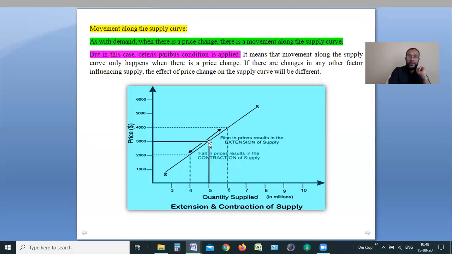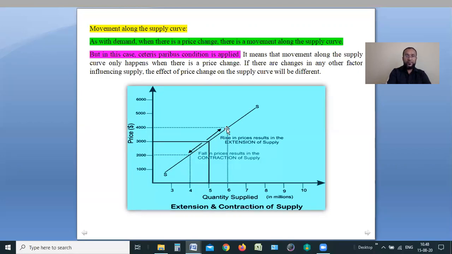Inversely, if the price of the product falls from $3,000 to $2,000, then suppliers will also supply less, as it is less profitable for them. So they will sell less. So supply will fall from 5 million to 4 million, which is known as the contraction of supply. So from this point to this point is called the contraction of supply, and this contraction happens due to the fall in the price. All right, so this is all about the movement along the supply curve.